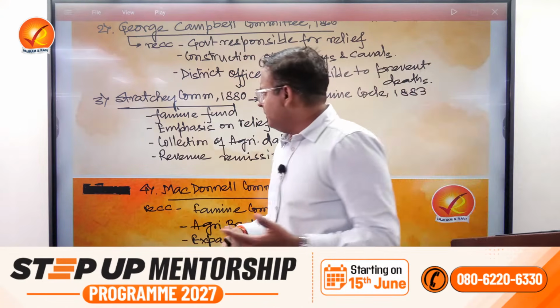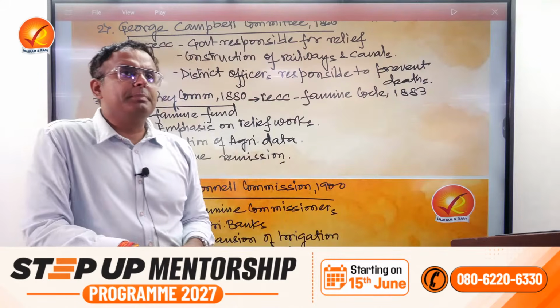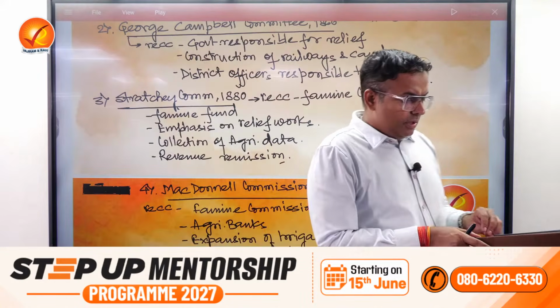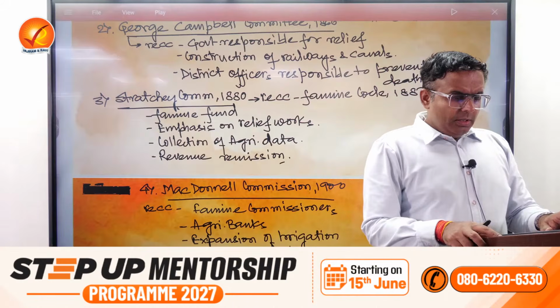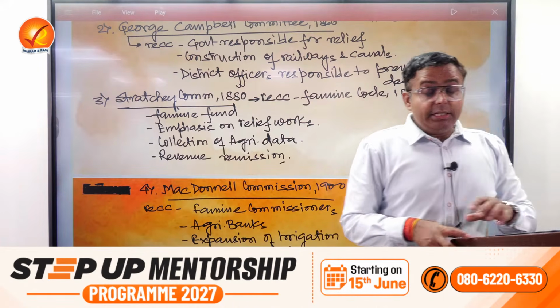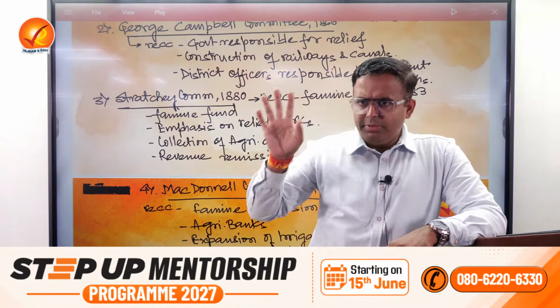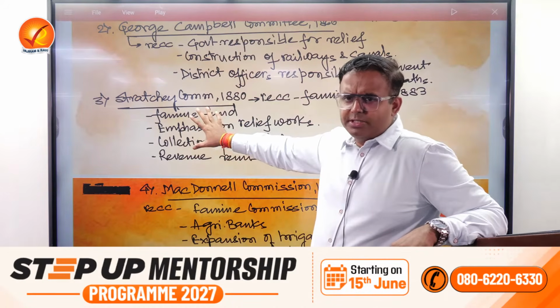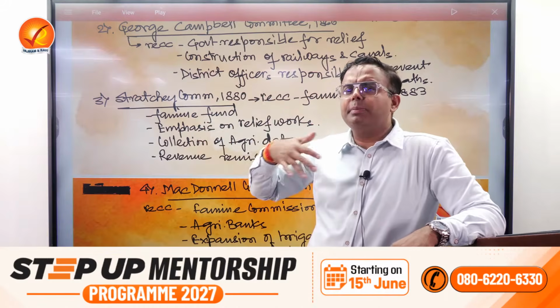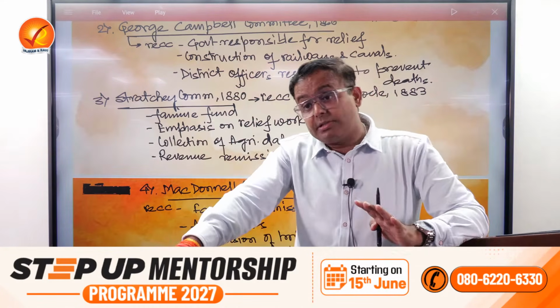Then it also recommended that we must have a dedicated fund to provide relief whenever people require. We must focus on relief work. We must collect agricultural data. In case of occurrence of famine, we must let go of the land revenue demand. So this was the first comprehensive policy where we see that the British are taking onus. They are actually trying to help people. That is what I am saying, the Strachey Commission.